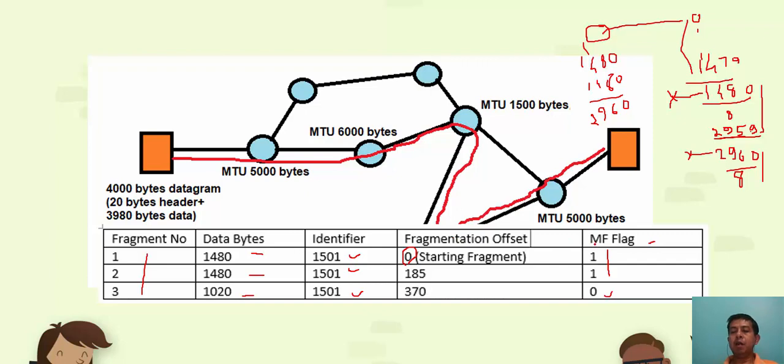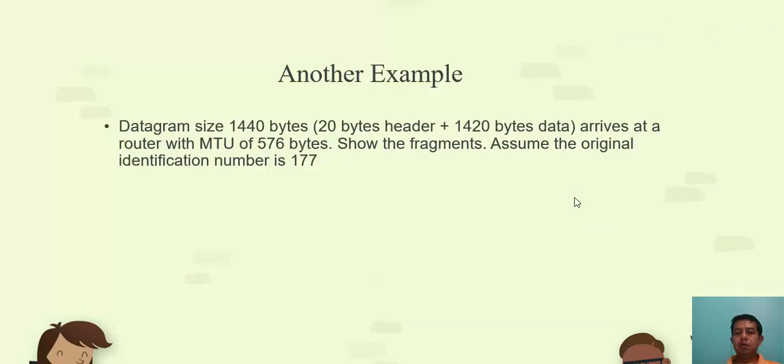And whenever I see that the MF flag is set to 0, I understand that this is the last fragment, and after that no more fragments are there, and I can stop the reassembly then and there itself when I reach a fragment with the MF flag set to 0. Clear? Let's do another example.